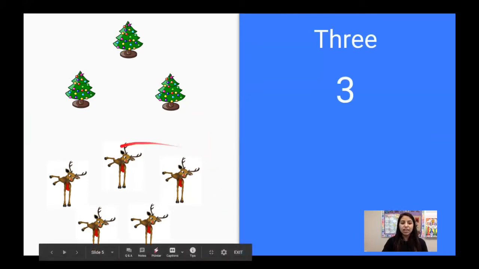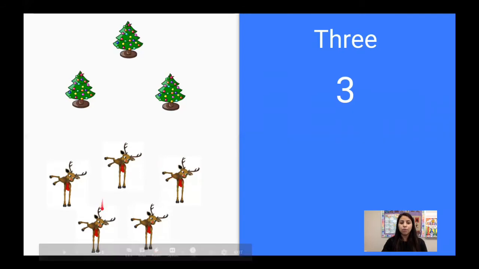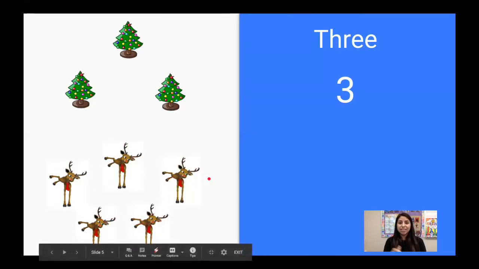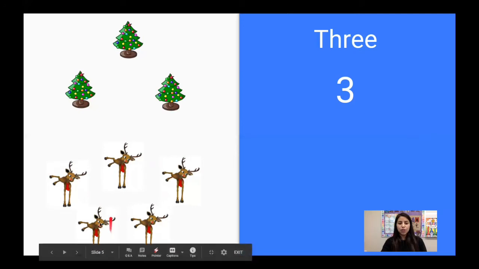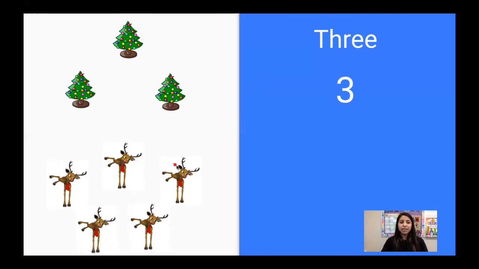All right, let's move down here to our reindeer. And these are in a circular form. They are in a circle. So let's count our reindeer and see how many we have. 1, 2, 3, 4, 5. Oh, I already counted that one, so I'm going to stop here on 5. Did you count 5 too? You are correct.